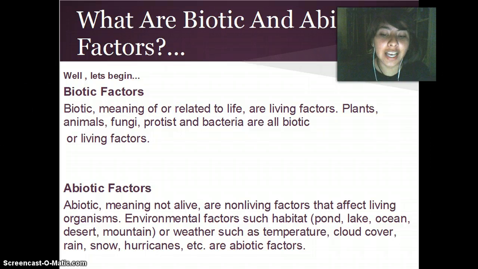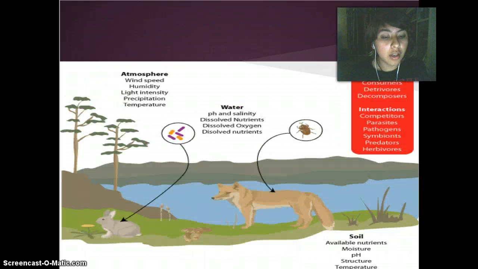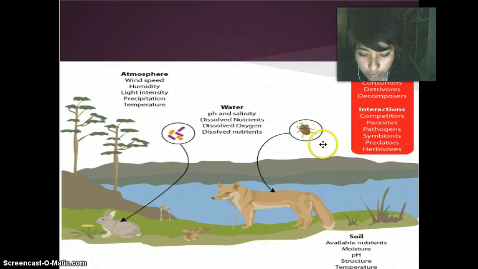Abiotic, meaning not alive, are non-living factors that affect living organisms. Environmental factors such as habitat, pond, lake, ocean, deserts, mountains, or weather such as temperature, cloud cover, rain, snow, hurricanes, etc. are all abiotic factors. Sorry, abiotic. So this is a great example of what I'm trying to show you. Biotic factors are also producers, consumers, detritivores, and decomposers.